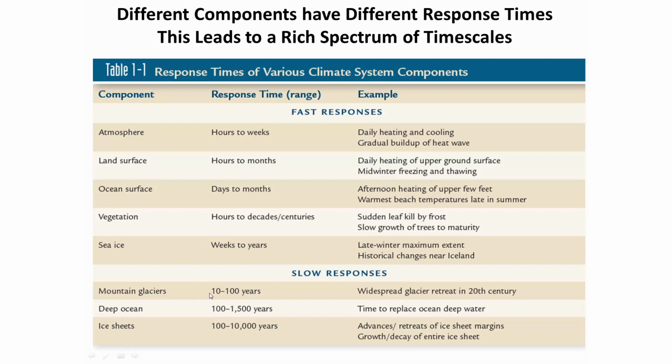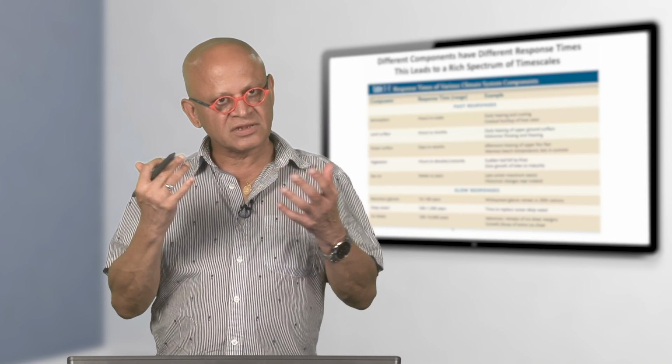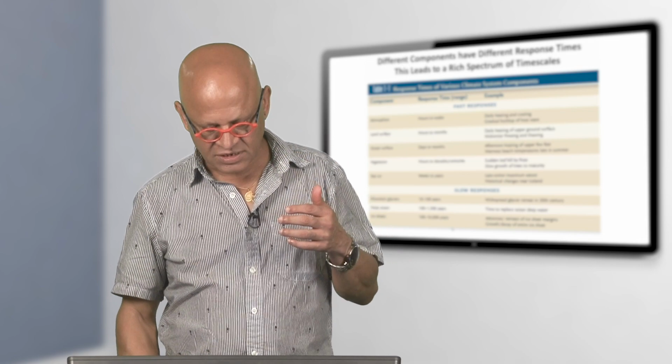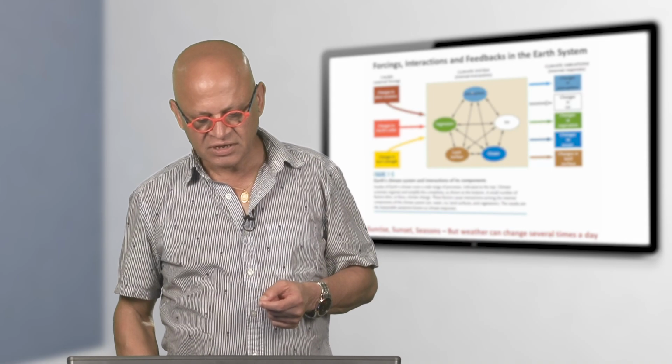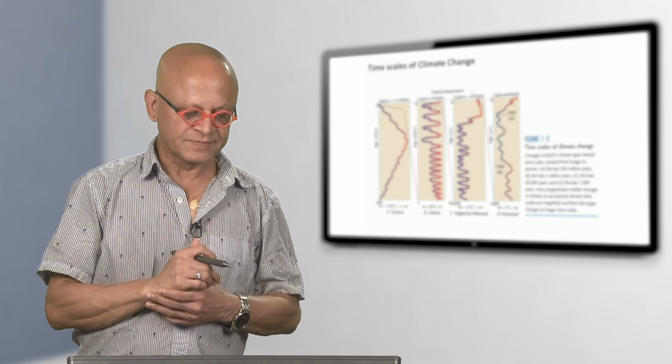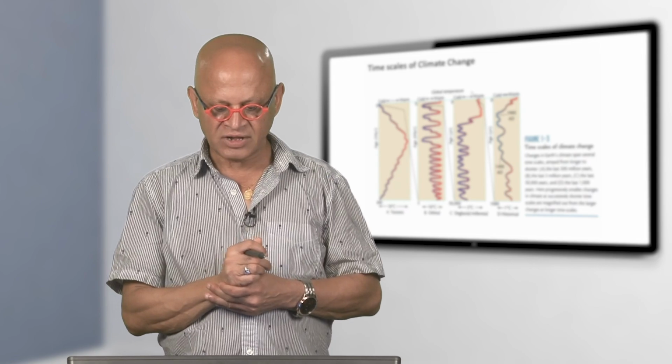Glaciers, 10 to 100 years; sea ice, weeks to years; and ice sheets, 100 to 10,000 years. So, these multiple time scales are involved in the feedbacks that we looked at. It's possible that ice and atmosphere will feed back, and ice will respond at a very different time scale than the atmosphere. Hence, you begin to generate many different timescales of change.